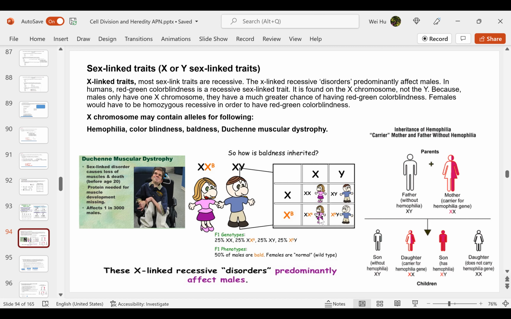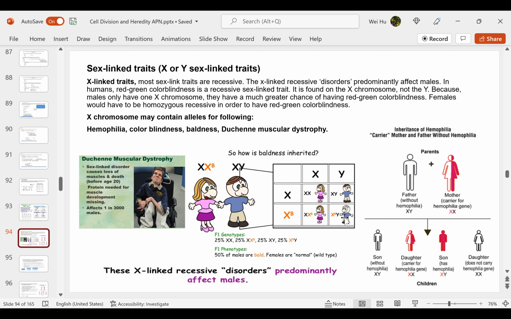The daughters show normal, no symptoms, but one of the daughters is a carrier. One is 100% normal. How about the son? You can see this son is absolutely normal, he has hair. This one has no hair. So you get 50% of the sons showing the disease.